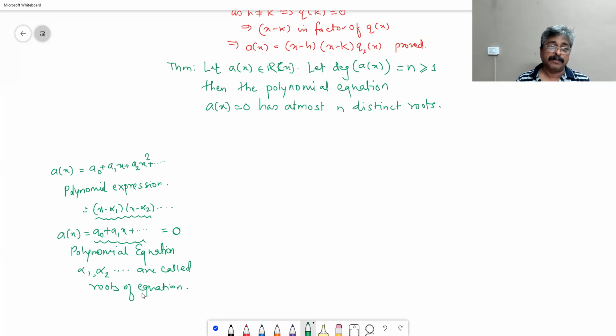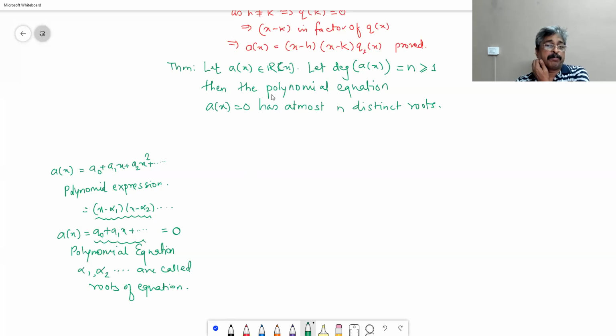Okay, roots of the equation means the real numbers which satisfy the equation, where the RHS is 0. Therefore x is equal to alpha 1 is a root. If x is equal to alpha 2 is a root, that means x minus alpha 2 is a factor of the polynomial expression. Technically we have to be correct. We cannot call a polynomial equation a polynomial expression, nor a polynomial expression a polynomial equation.